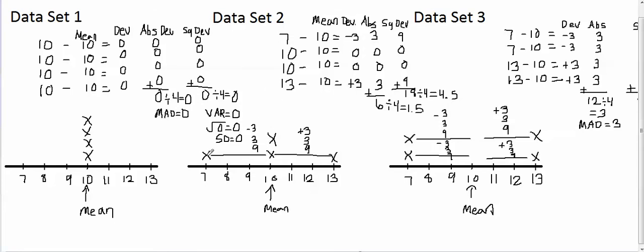I put my 4 data values as x's again, 7, 10, 10, 13, and I did the labeling. I labeled the deviation, absolute deviation, and squared deviation for 7 right here, and for 13. Here, none of the values were equal to the mean. None of them had deviations of 0. So I actually could do this labeling. I could actually label the deviations for all 4 numbers, like I did here.